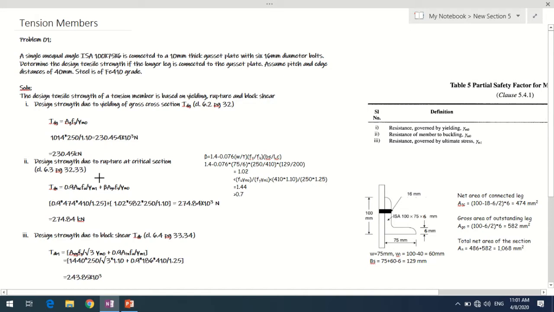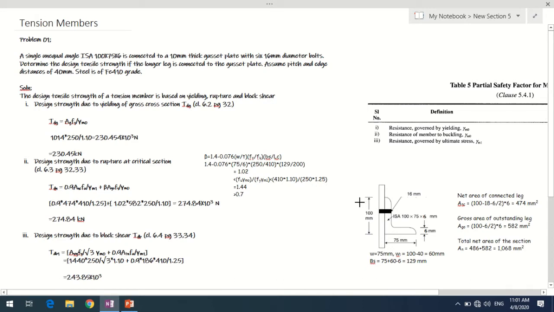Now the second is due to rupture at the critical section. This is in clause 6.3 on pages 32 and 33. You'll find this clause given in IS 800. Since it is an angle section and only one leg has been connected, as shown in this figure, the longer leg has been connected to the gusset plate. It was given in our question also. This is the longer leg, 100, connected with the help of 6 bolts of 16 diameter. In this row there are 6 bolts.